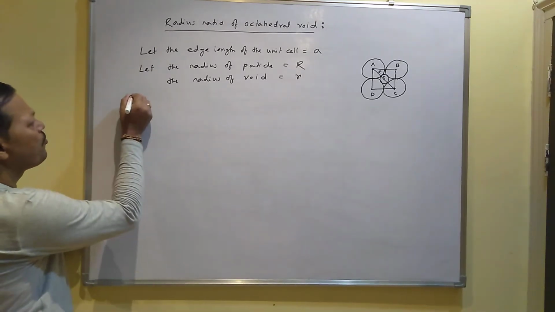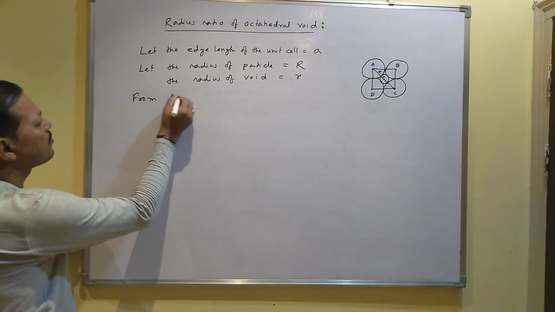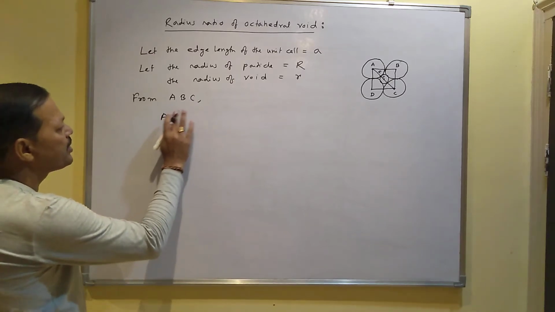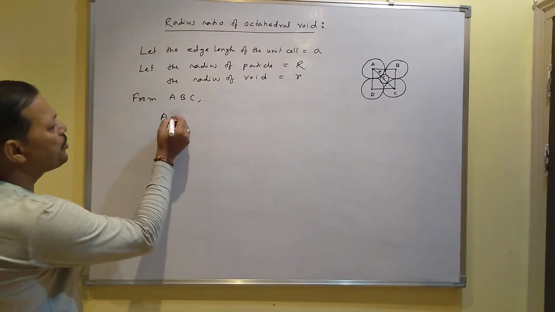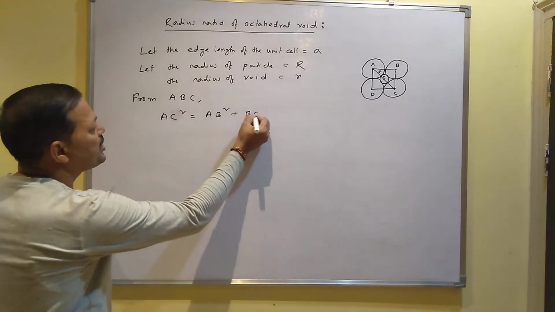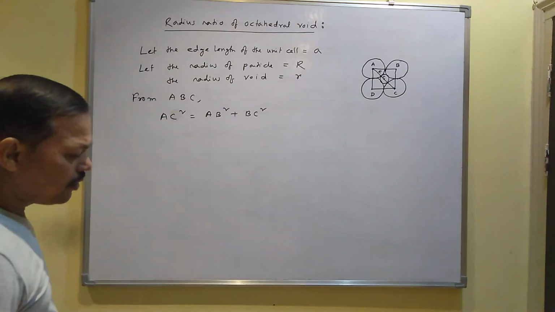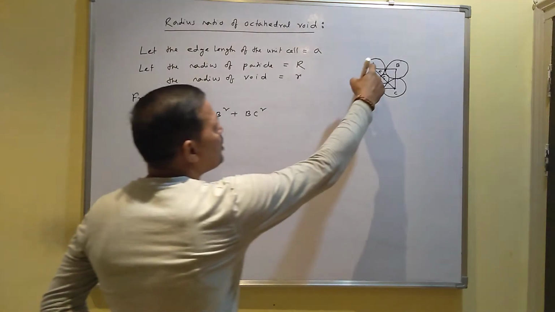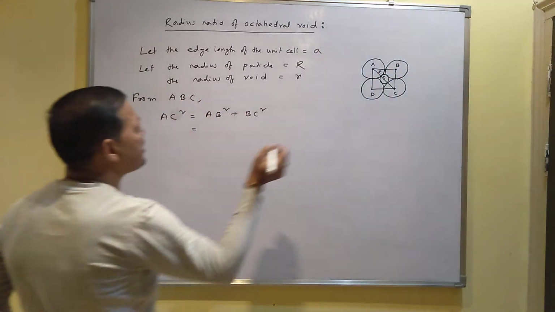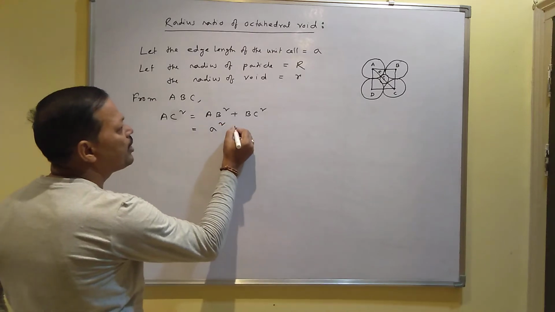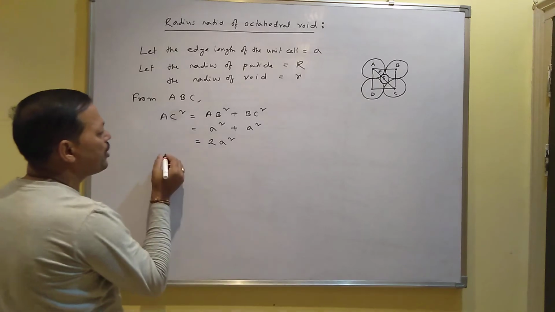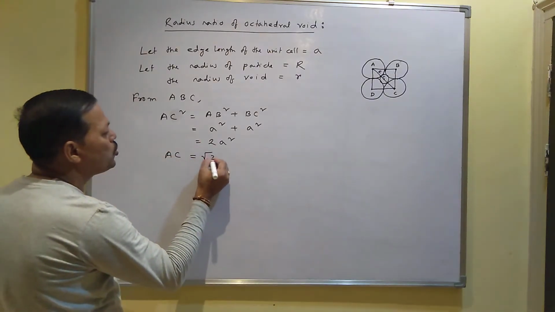Now from triangle ABC, you can write, since it is right angle, you can write AC square is equal AB square plus BC square. AB means what? From this to this, corner to corner, this length is called edge length, and edge length we consider as A. That means AB means you can write A square. Similarly, BC is another edge length, you can write A square. You can write twice A square. That means AC is equal √2 A.